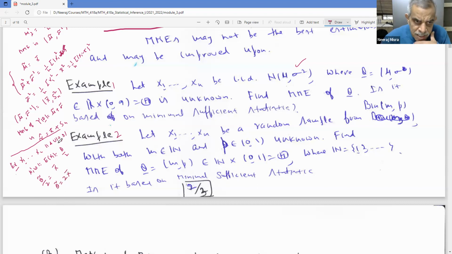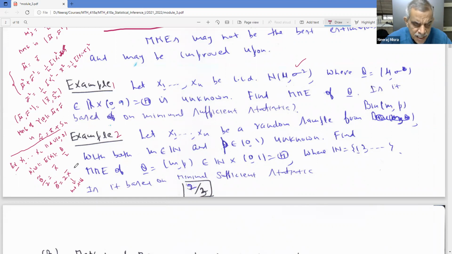What is a minimal sufficient statistic in uniform(0, theta)? It is the maximum of x1, x2, ..., xn. And the maximum xn is not a function of 2 x bar. So 2 x bar cannot be even sufficient, forget about minimal sufficient. It's not sufficient.